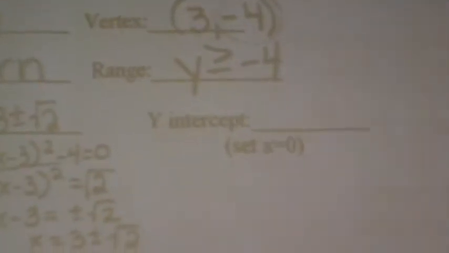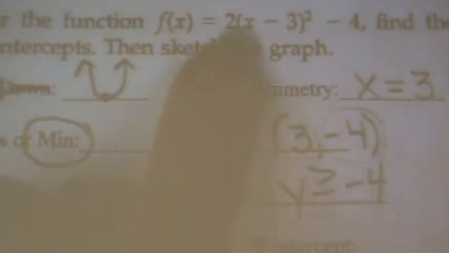What should we always check to see is where it hits the y-axis. Now, how do you find the y-intercept? Any y-intercept is found by setting x equal to 0. So when you plug x equal to 0 right here, what is 0 minus 3? -3. What's -3 squared? 9. What's 9 times 2? 18. What's 18 minus 4?